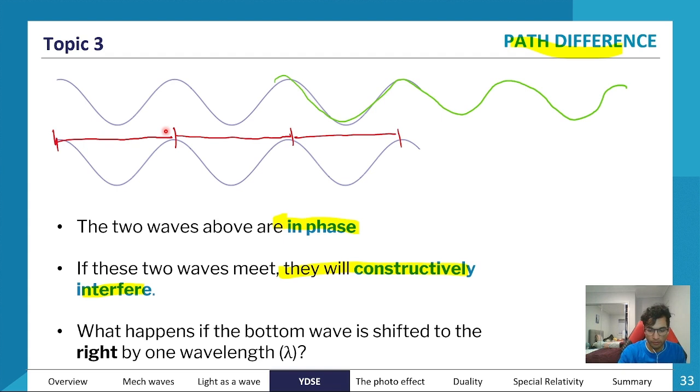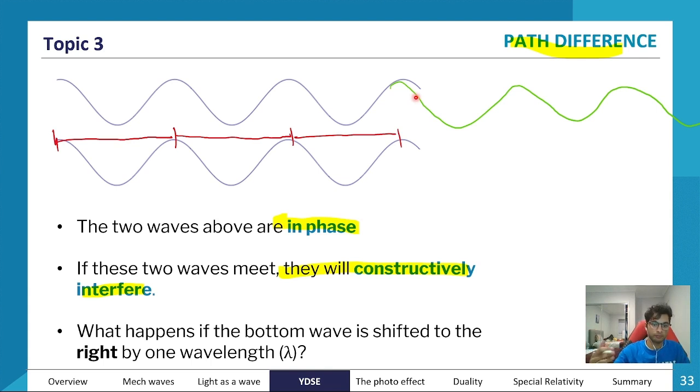If I move the wave by another wavelength, it's still going to constructively interfere. Just a quick aside: this purple line is going on forever. You can just imagine that this line keeps going, and the same with the green wavelength. But it's still going to constructively interfere because it's the same wave.